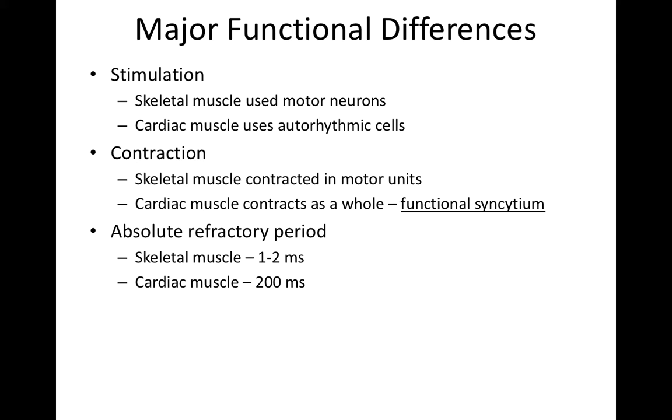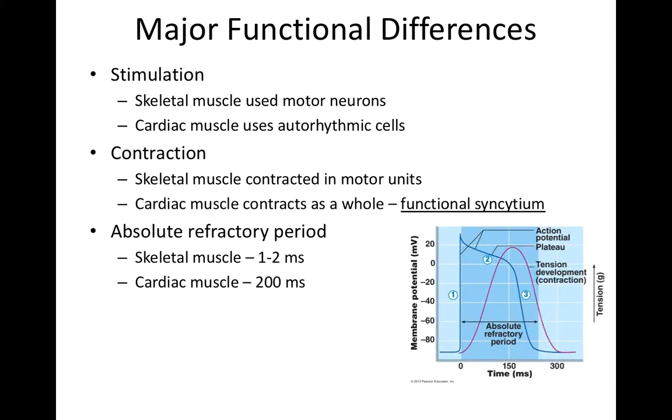There is a big difference in the refractory period. In skeletal muscle, that absolute refractory period is about 1 to 2 milliseconds. In cardiac muscle, it's 200 milliseconds. If you remember, when we were talking about skeletal muscle, we said that one of the ways to increase tension in the muscle was to speed up the frequency of stimulation. And we said if you went far enough, you could actually get to tetany, which was a sustained contraction.